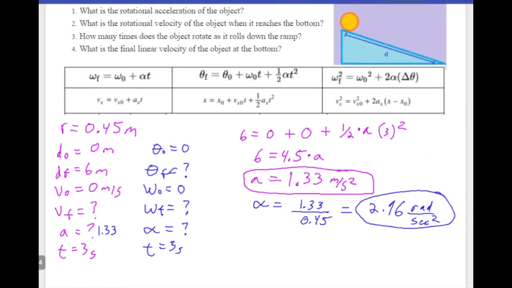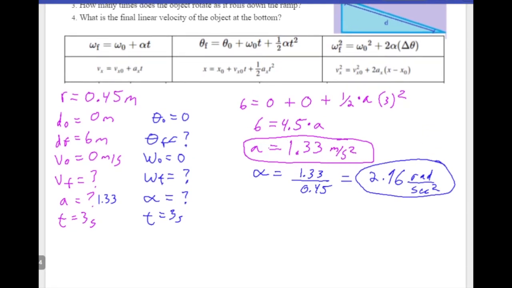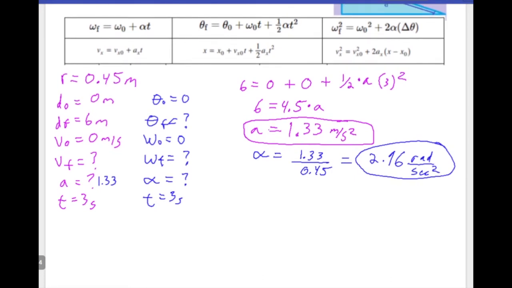Now that we have the angular acceleration, let's solve for the final angular velocity, or omega final. We're going to use little pup to do this, where omega final is equal to omega initial, which is 0, plus alpha times t. Alpha is 2.96 and t is 3. Multiply the two together, and we find out that omega final should be equal to 8.88 radians per second.